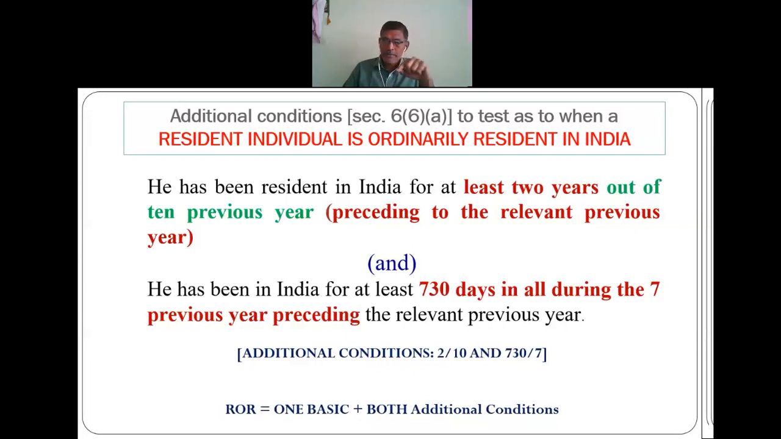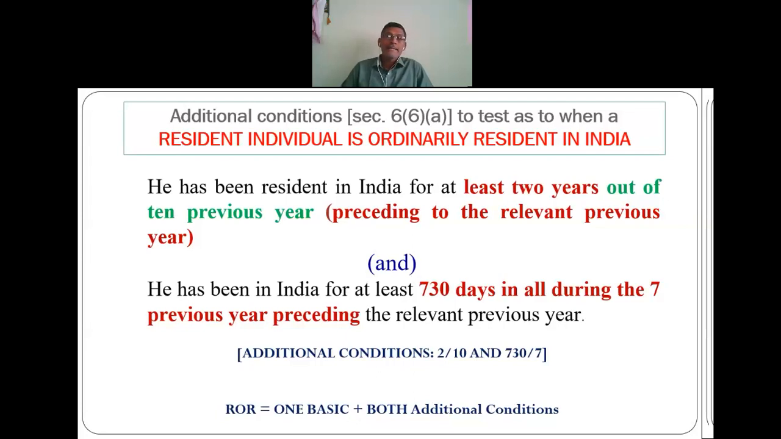This condition also should be satisfied: he has been in India for at least 730 days in all during the 7 previous years preceding the relevant previous year. Dear student, please understand that the previous year is what helps to determine whether you are a resident or not. That is the previous slide we discussed. In the slide, it is the preceding 12 months of previous years, and that condition should be satisfied.